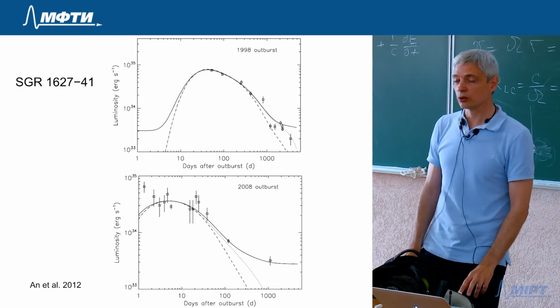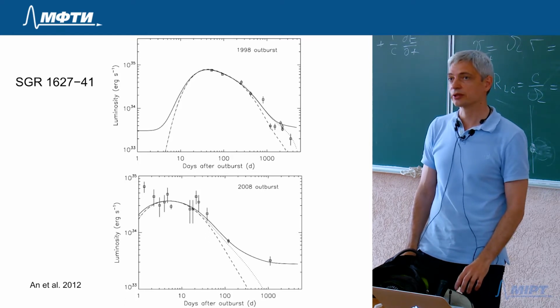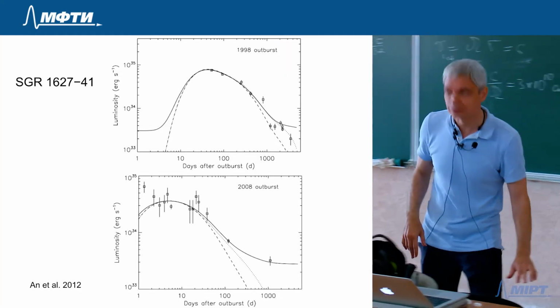And this afterglow of giant flares is actually observed. There are a few theories. I described just one, but this is a kind of clean way of creating an afterglow in the physical world. I have to stop now, right? Do you have any questions?